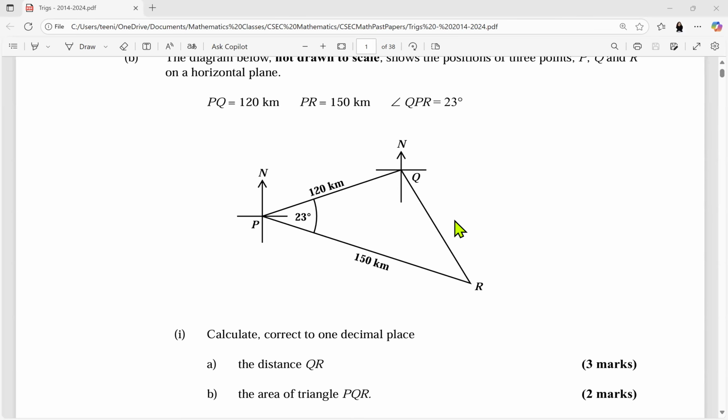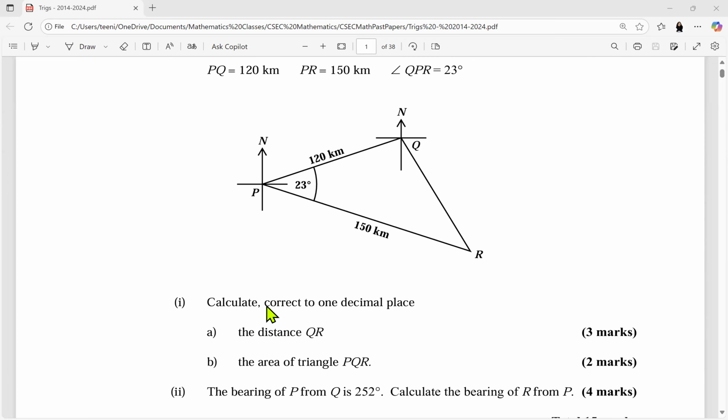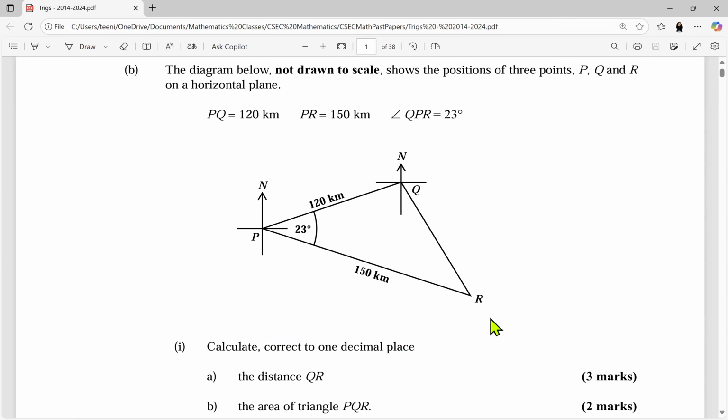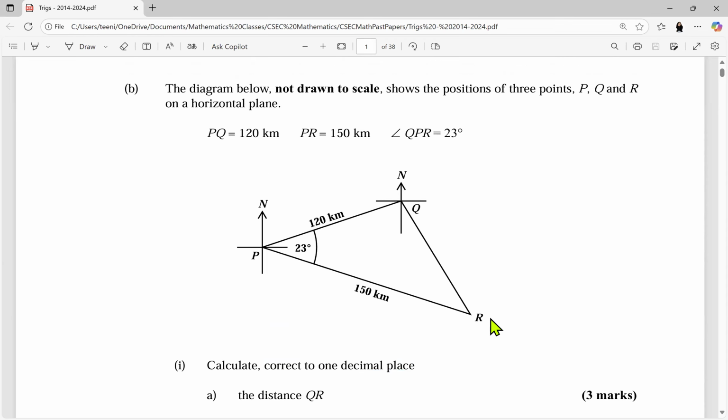Right. So the first question is to calculate, correct to one decimal place, the distance QR. All right. So, guys, before we do anything, we need to recognize a few things. The first thing is that this is a non-right angle triangle, which means that you cannot use the typical SOHCAHTOA. You can't use the regular trig ratios. However, you can use the sine or cosine rule.